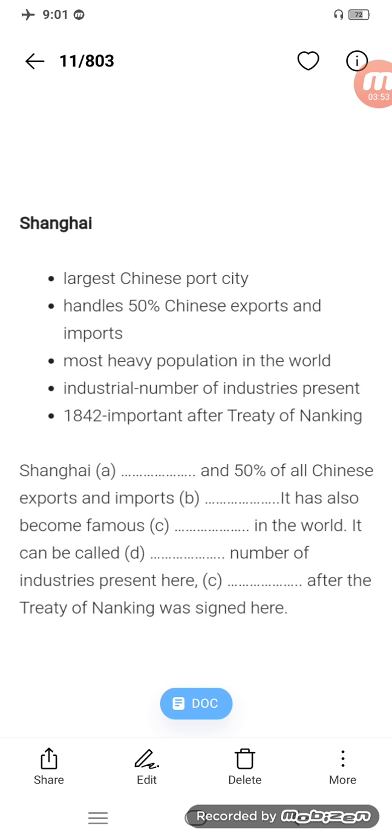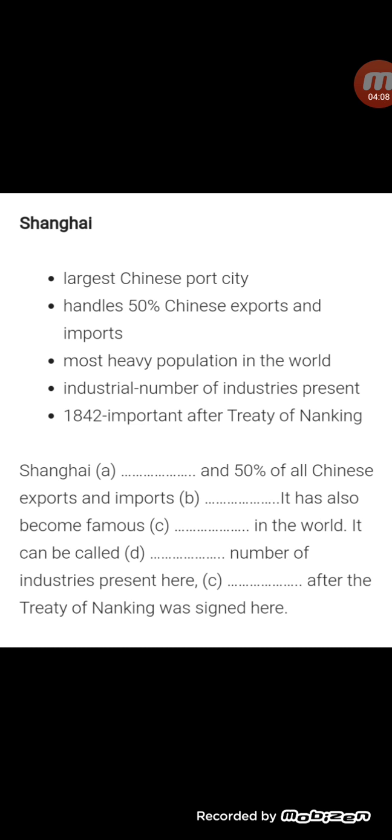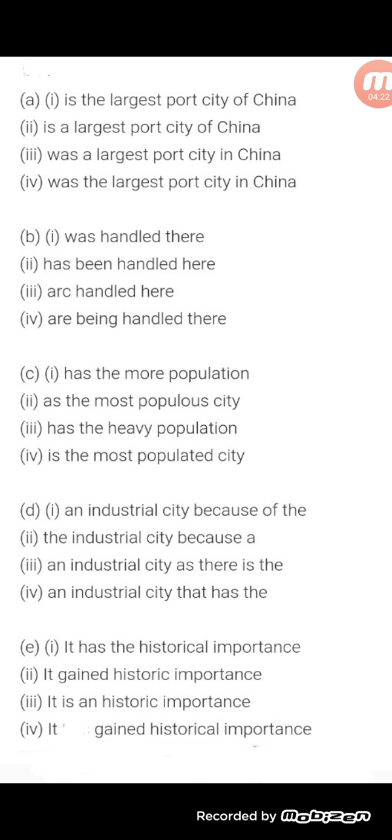Once again, according to the options, Shanghai is the largest port city of China and 50% of all Chinese exports and imports are being handled here. It has also become famous. So your point is most heavy population in the world. It has become famous. So for the C, which option is correct? As the most populous city. So option 2 is the correct answer.